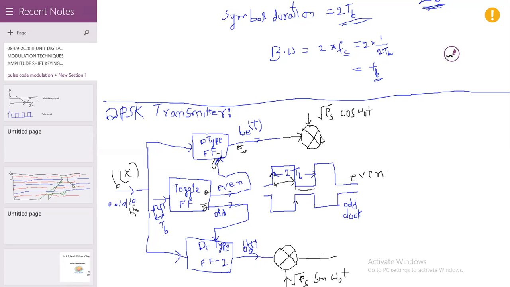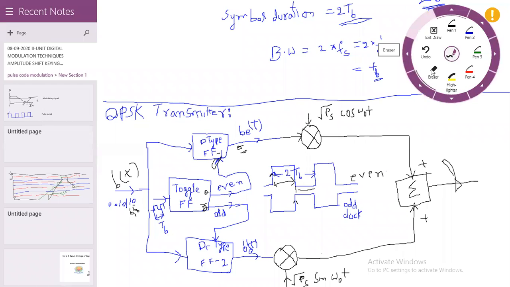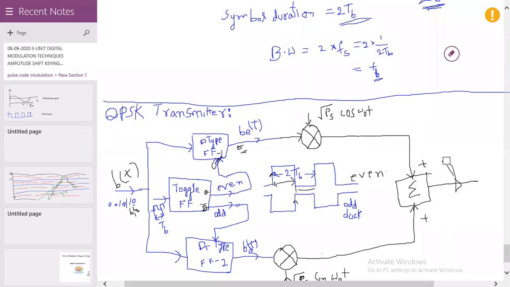Then both the outputs of multiplier 1 and multiplier 2 are added together. Here we can add these two signals. Then the output of this is the QPSK signal.